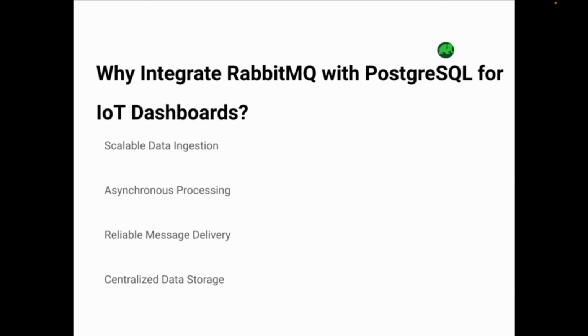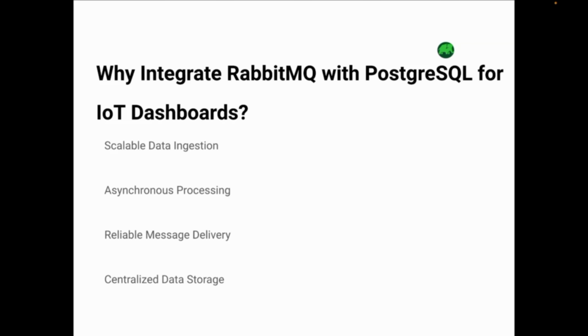Let's kick things off with why this integration is so powerful. RabbitMQ is a message broker and PostgreSQL is a relational database. But together, they can build a highly efficient pipeline for handling large streams of IoT data. And that is exactly what we need for IoT dashboards: scalable data ingestion, reliable message delivery, asynchronous processing, and centralized data storage.